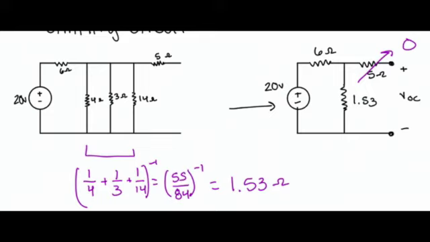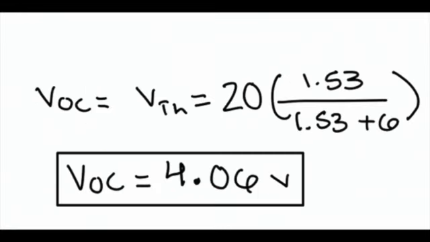Using the simplified circuit on the right, it can be seen that the open circuit voltage is equal to the voltage across the 1.53 ohm resistor because the 5 ohm resistor is not relevant. Next, we calculated the open circuit voltage by taking a voltage division of the simplified circuit in the previous slide. The open circuit voltage was calculated to be 4.06 volts.